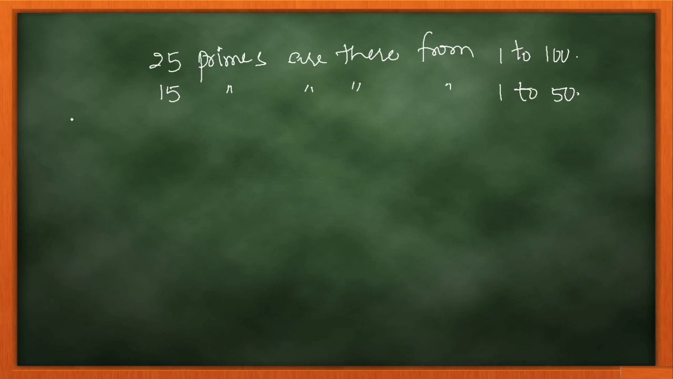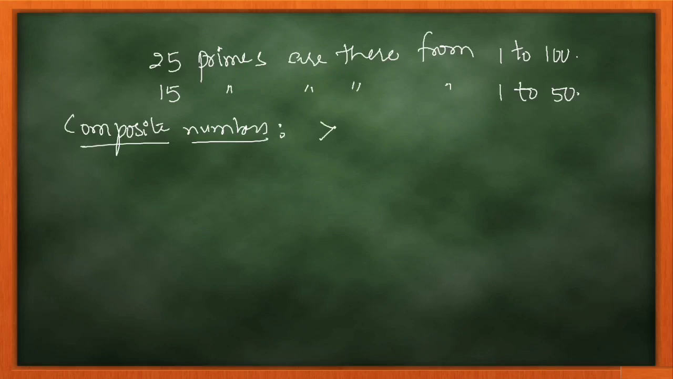Then what are composite numbers? We have learned prime numbers now. Prime numbers have exactly 2 factors and composite numbers have more than 2 factors. That means 3 or more factors. So every composite number is divisible by the number itself and 1 and also one additional number.